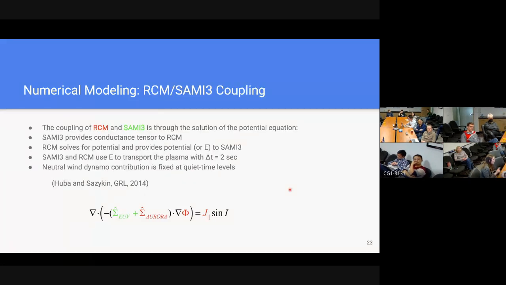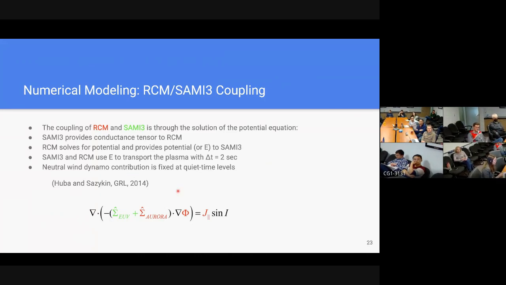RCM and SAMI3 are fully two-way coupled via the potential equation. SAMI3 is providing the conductance tensor to RCM. RCM is solving for potential and then providing that and the electric field to SAMI3. Both SAMI3 and RCM are using the electric field to step forward in time and change their plasma distribution.